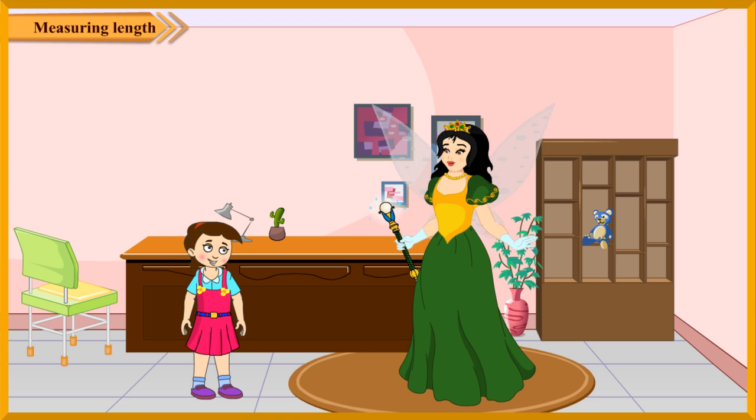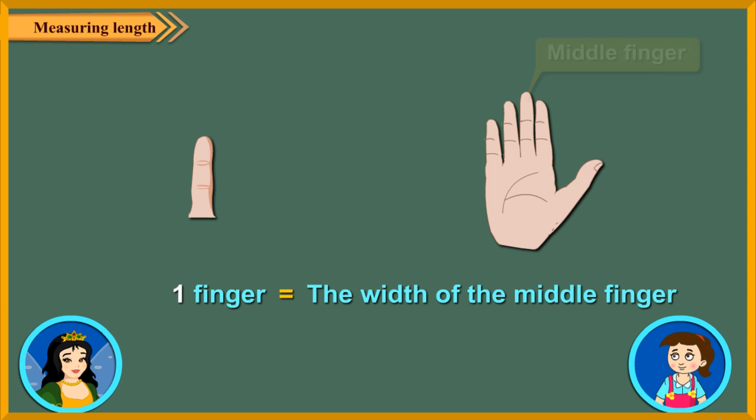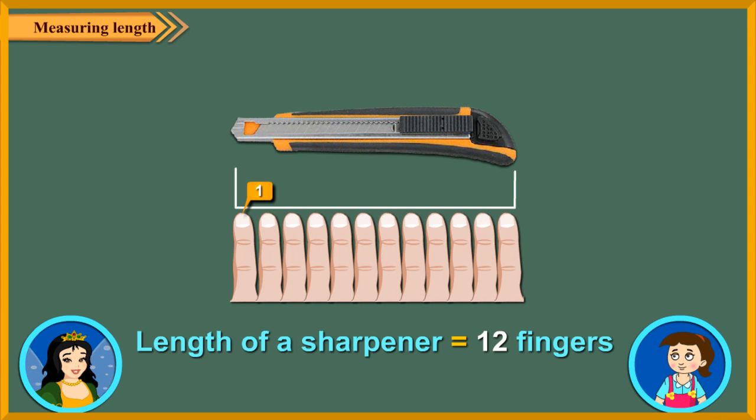Please explain the method in detail. Okay. One finger is equal to the width of the middle finger. Let us find out the length of these sharpeners. It is 1, 2, fingers long.